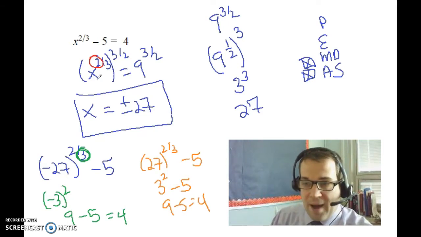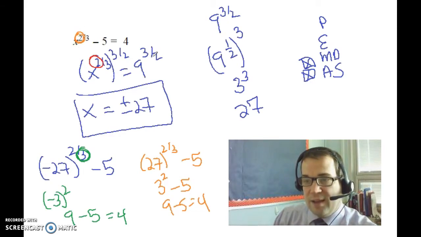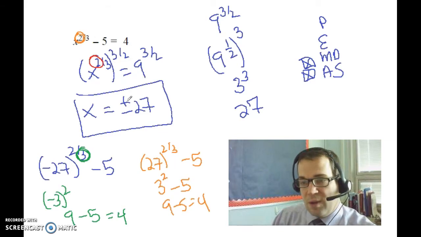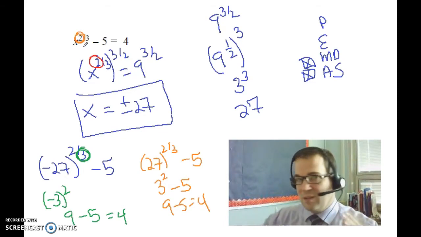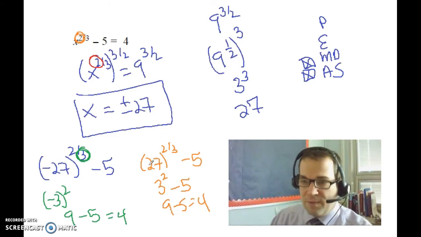So the bottom line is anytime your original problem has an even numerator in the exponent, as soon as you get rid of that power, you need to include a plus or minus in your work, because you're going to end up squaring that thing. And when you square it, whether it's negative or positive, it's going to come up being positive either way. Keep that in mind. Look for that.